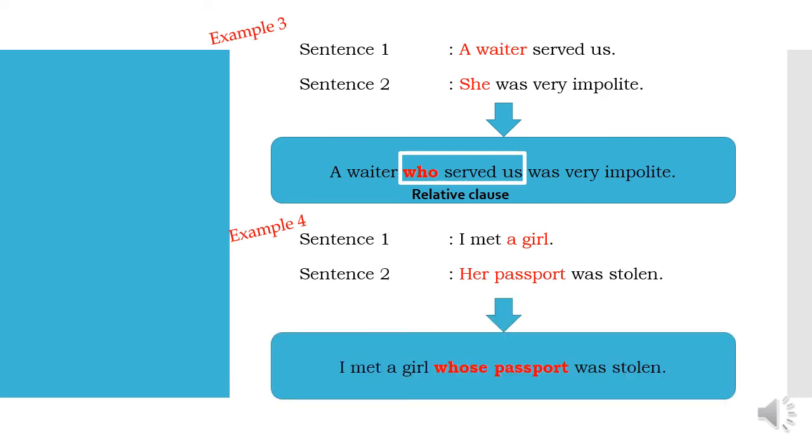So, the sentence becomes, I met a girl whose passport was stolen. Saya bertemu seorang perempuan yang paspornya dicuri. So, whose passport is the relative clause that explained a girl. And then, for the relative clause, we don't need to use pronoun her anymore. Her is already replaced with whose, which has possessive meaning. Okay.